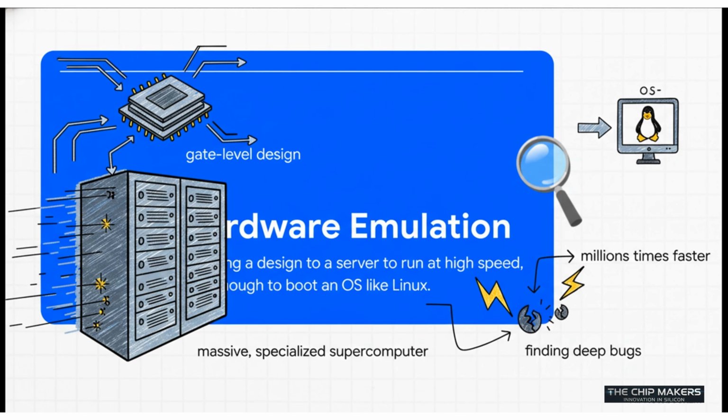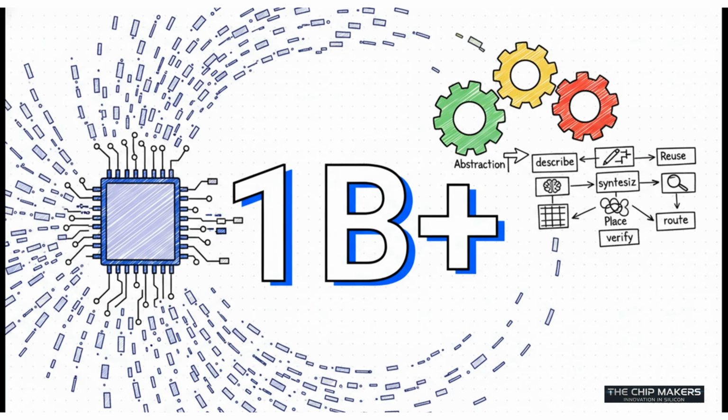Essentially, you take your entire digital design and you run it on a specialized supercomputer that mimics the behavior of your final chip. This lets you test your design at incredibly high speeds. So fast, in fact, that you can actually boot up an entire operating system like Linux on your virtual chip. This is how you find and squash those critical bugs before you spend millions of dollars on manufacturing. And just to put it all in perspective again, we're talking about designs with over 1 billion transistors. 1 billion. Every single one of those tiny switches has to go through this entire, complex process.